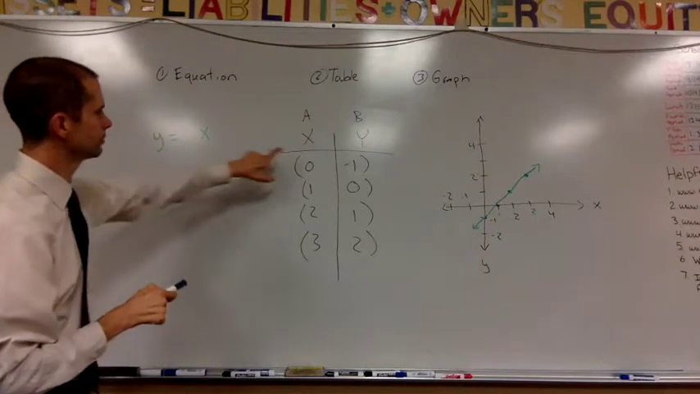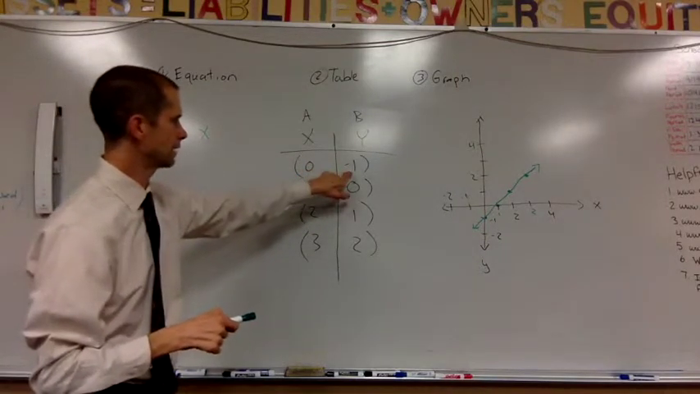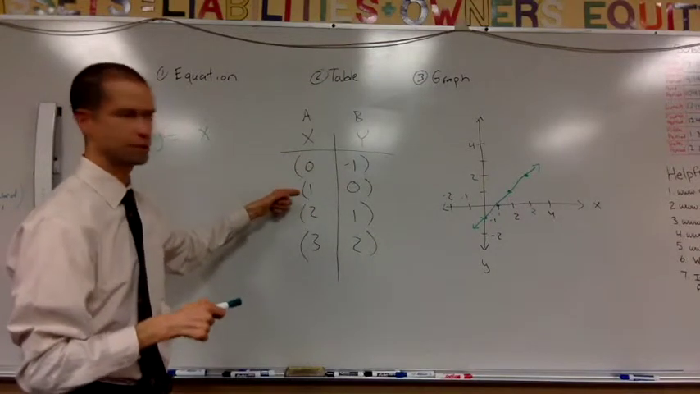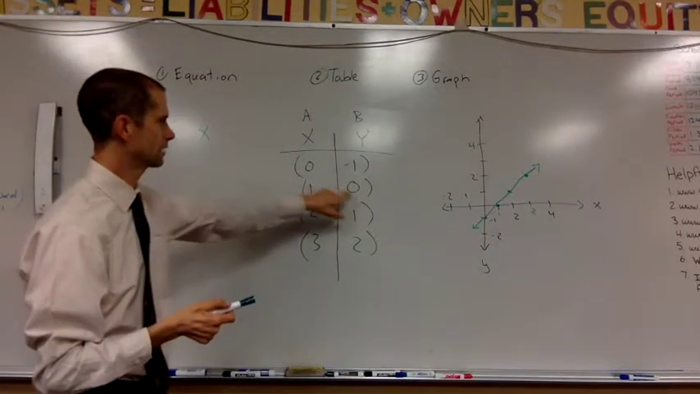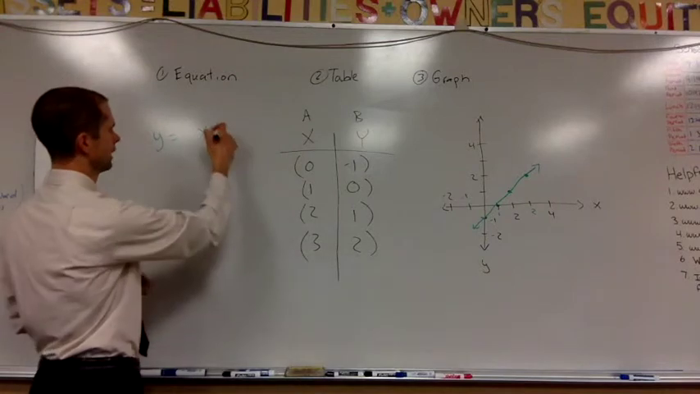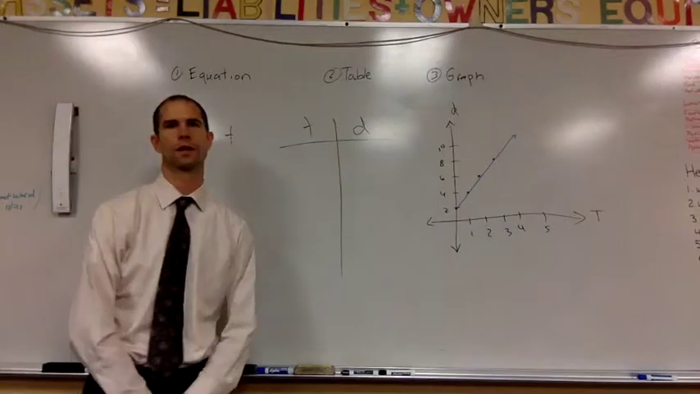What do we have to do to x to get to y? 0, we subtracted 1. Okay, so that's what we did in the first step. Let's check the second step. Did we do the same thing? X minus 1 is 0. 2 minus 1 is 0. So x minus 1. And there we have our equation.